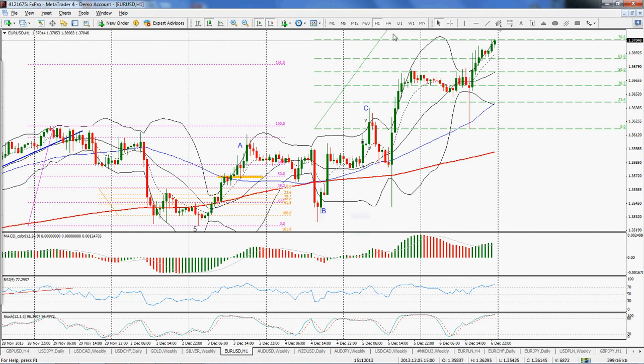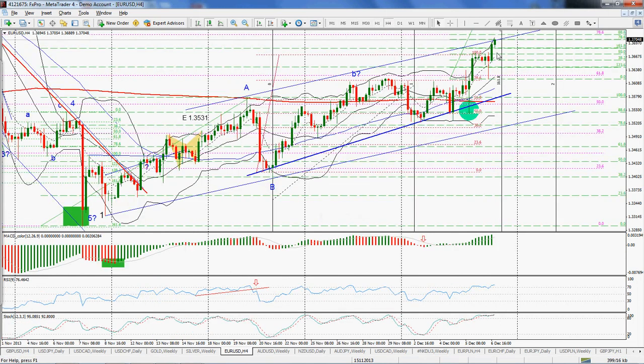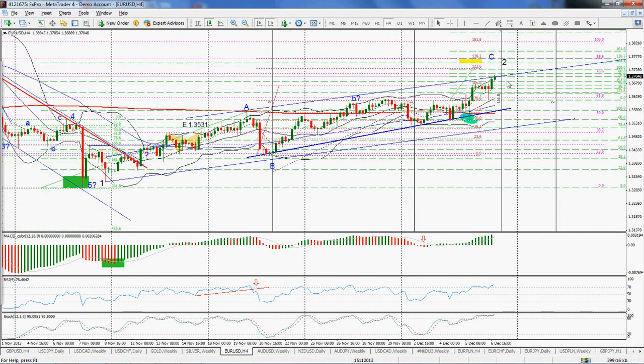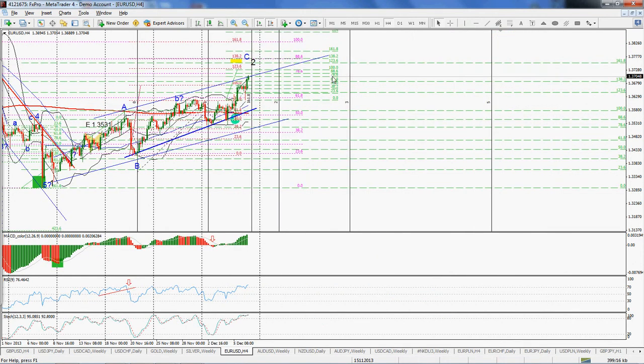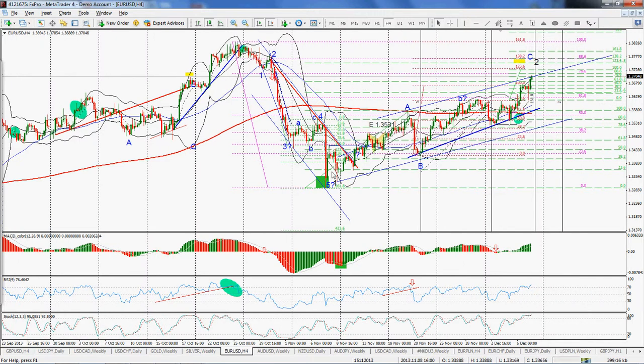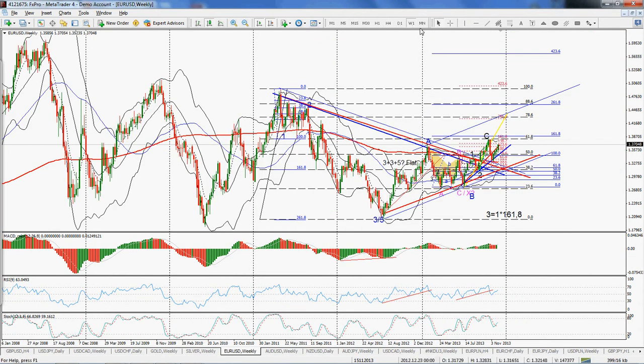Okay, but coming back to the main point here, I will be most probably searching for a reversal signal in this area, because if this count is right, okay, so this is a first wave to the downside, a second wave as a correction, so we could have a strong third wave to the downside. This could be possible.